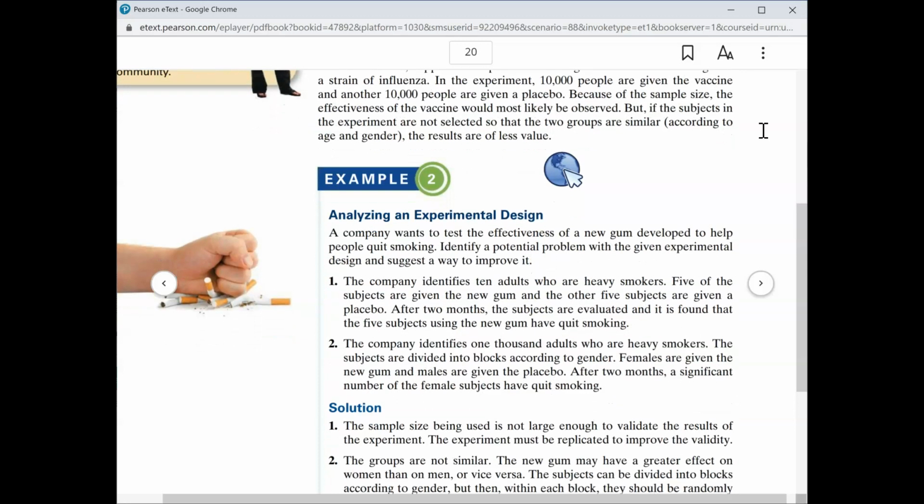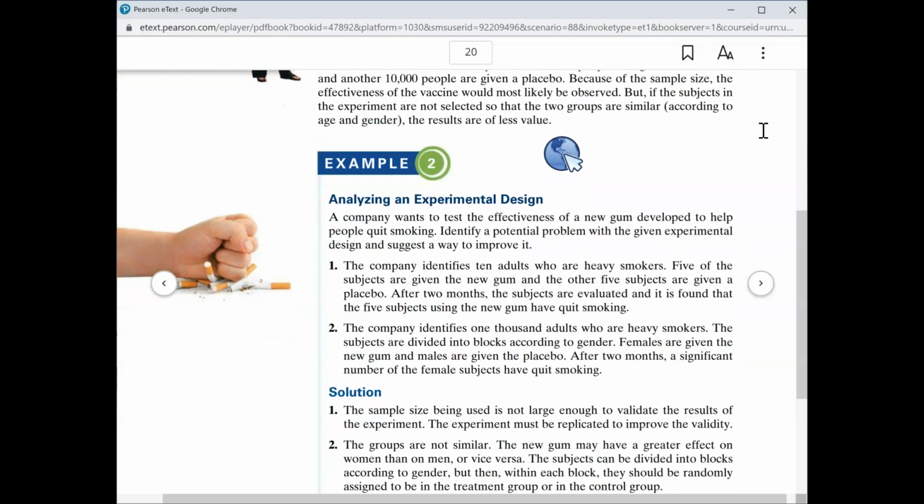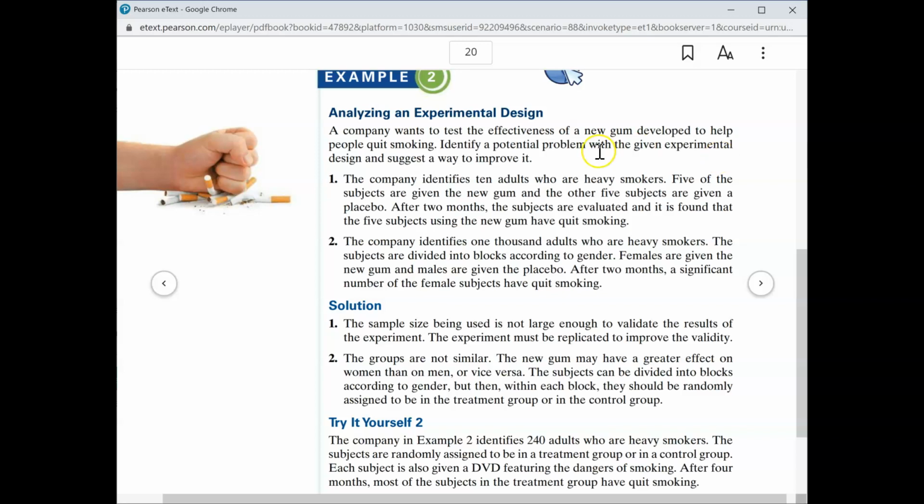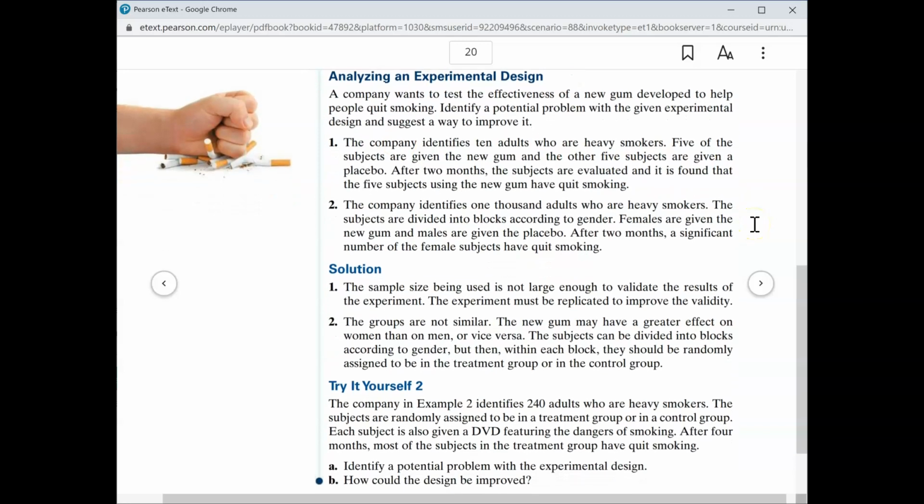But if the subjects in the experiment are not selected so that the two groups are similar, according to age and gender and other characteristics, the results are of less value. So let's analyze these experiments and see if we can decide if they're good or bad, or if they're bad, what can be done to improve them. A company wants to test the effectiveness of a new gum developed to help people quit smoking. Identify a potential problem with the given experimental design and suggest a way to improve it.